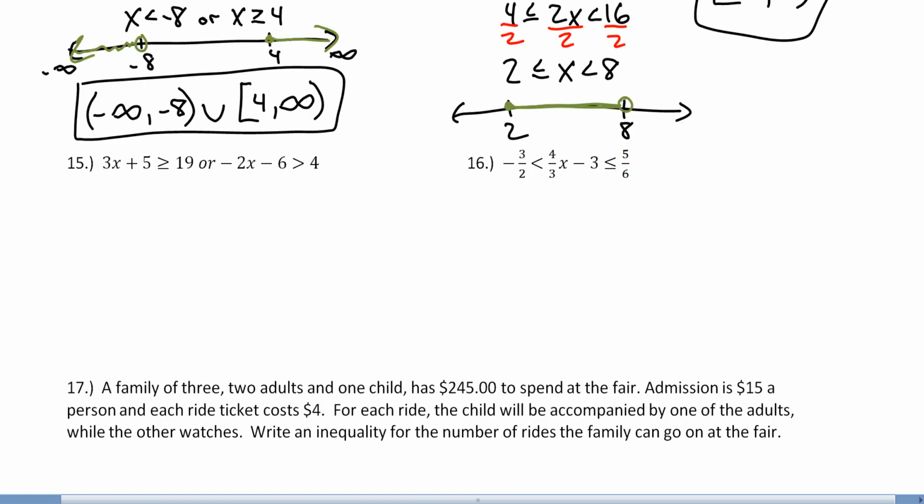The next one, same kind of thing. I'm going to solve each of these individually. I'm going to subtract the 5 from each side.